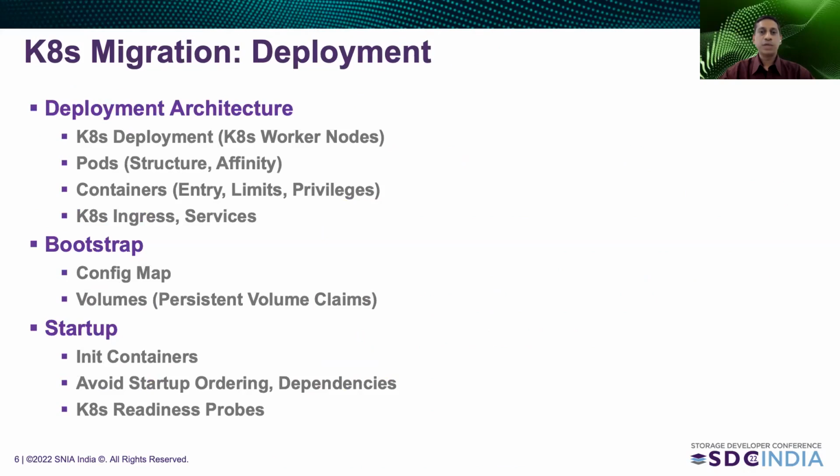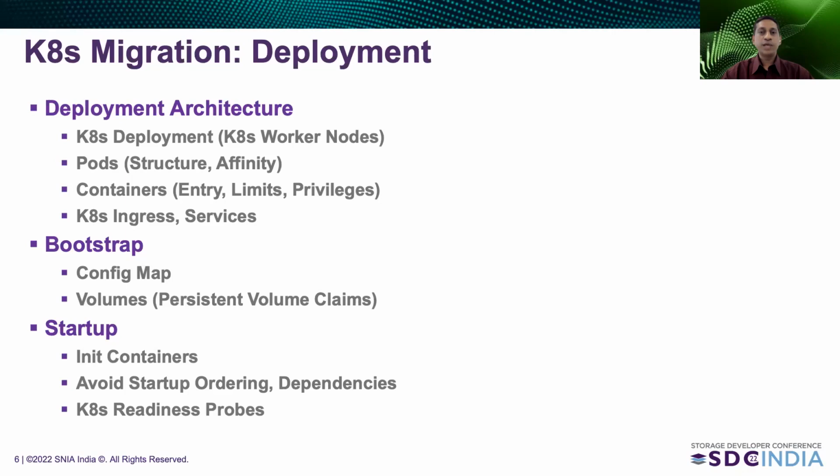So once you ensure that your application can run in a container environment, you are ready to deploy your application in Kubernetes. Kubernetes infrastructure includes master and worker nodes. Applications are deployed on the worker nodes. Ensure that worker nodes have sufficient resources to accommodate the resource requirement of your application. You need to start with deciding on the deployment architecture in terms of pod structure, the affinity of the pods with reference to the worker nodes, and containers that are going to run various application services.